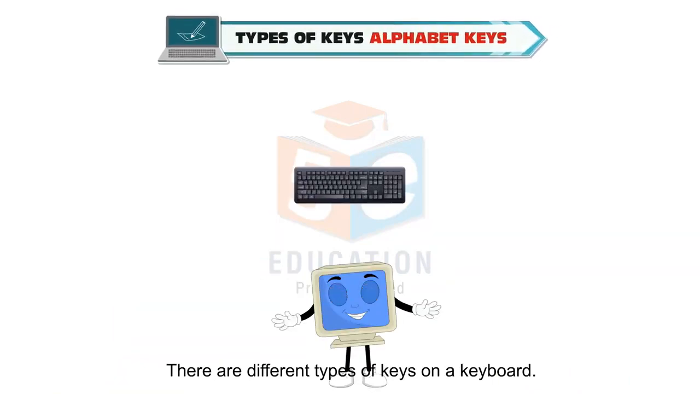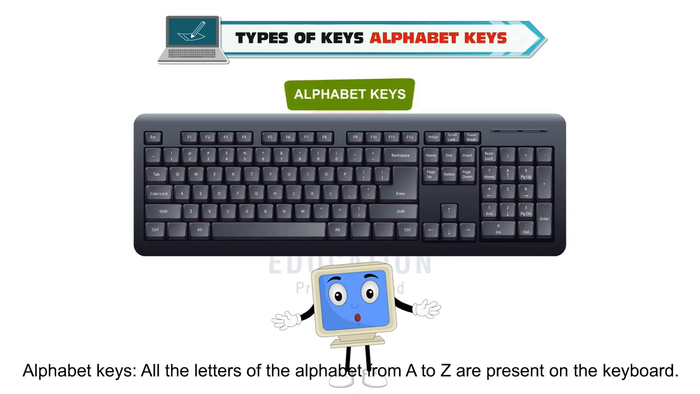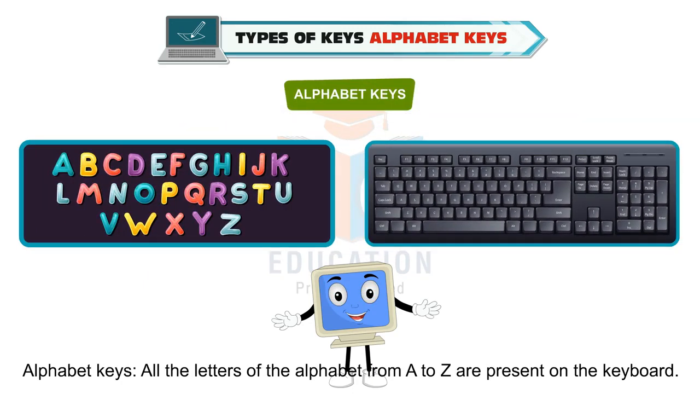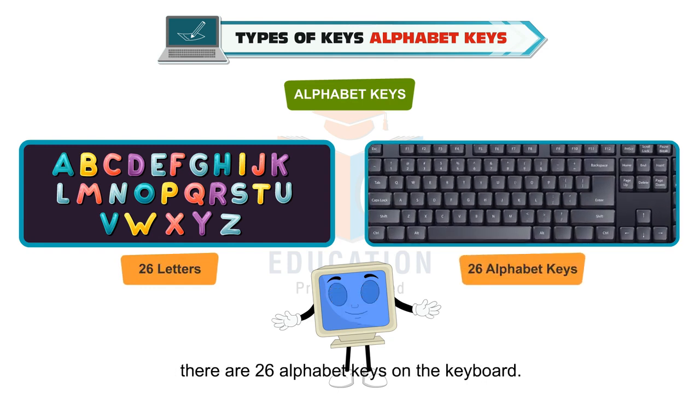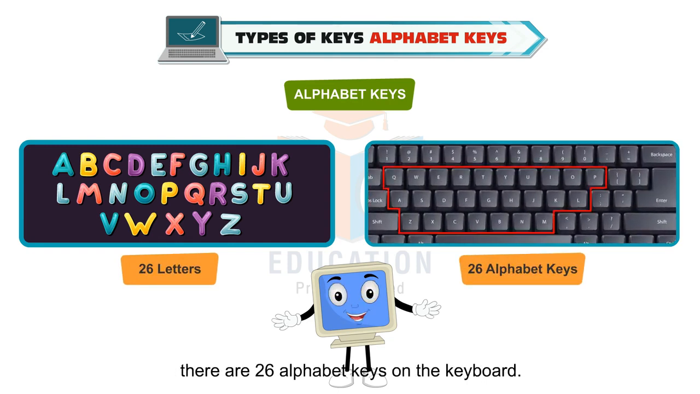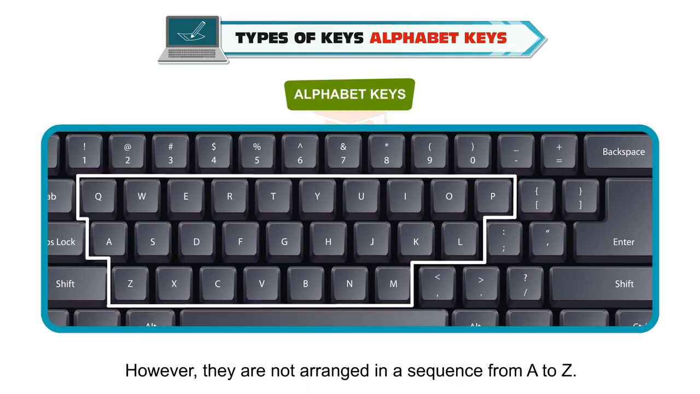There are different types of keys on a keyboard. Alphabet keys. All the letters of the alphabet from A to Z are present on the keyboard. Since there are 26 letters in the English alphabet, there are 26 alphabet keys on the keyboard. However, they are not arranged in a sequence from A to Z.